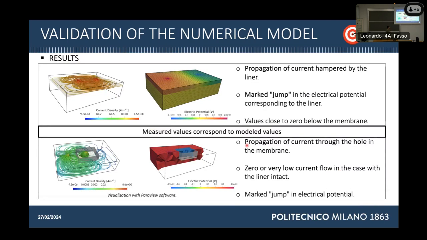This is a representation of the results of setting one and setting two. From setting one, we can notice that the flux of the current is highly altered and hampered by the presence of the highly resistive liner. So we have null values of potential difference here, while we have positive and negative values here. So in this sense, we can assess the location of the liner. In the second setting, the flux of current tends to pass through the hole, and we have a high difference between the inside part and the outside part.